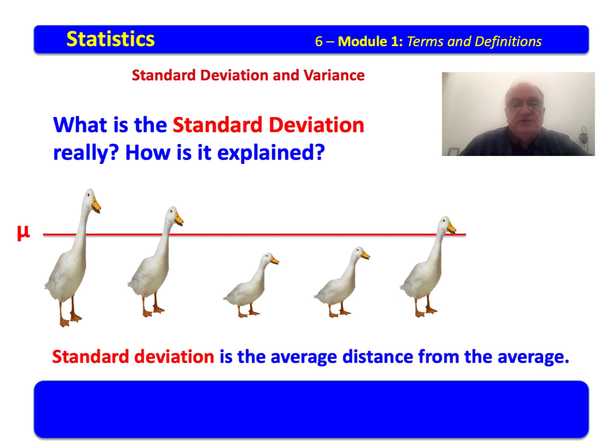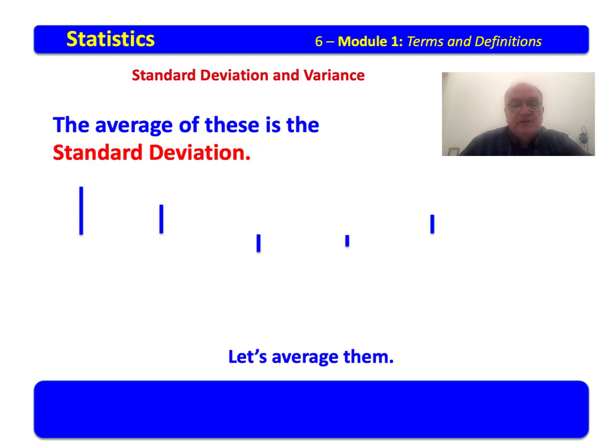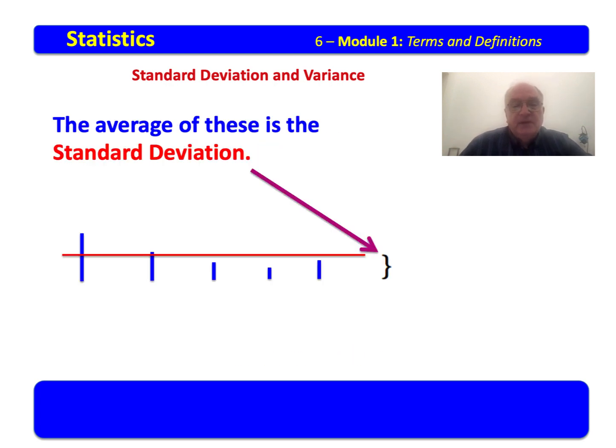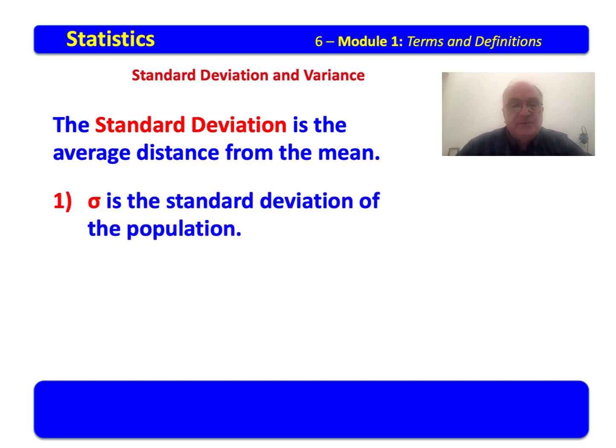Standard deviation is the average distance from the mean. So if we looked at the distance and height from the mean for each of these 5 ducks, we added those 5 things together and divided by 5, then these distances from the average of them becomes the standard deviation. Let's average them. We put them together, we add them together, and the average distance is represented by the little bar there. The standard deviation is the average distance from the mean.